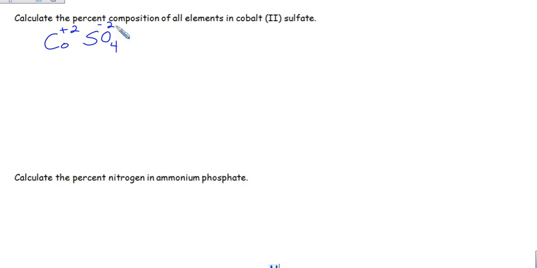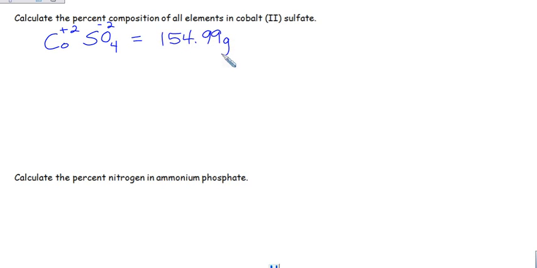Now again, I don't need to see how you got the molar mass. Plug it in your calculator. So in this case, in my calculator, I'm going to go 1 times cobalt plus sulfur plus 4 times oxygen. And I get 154.99.